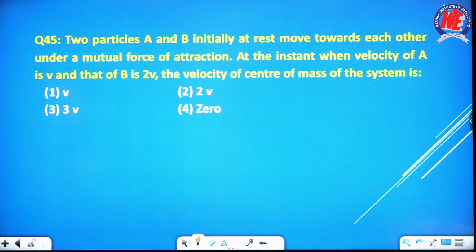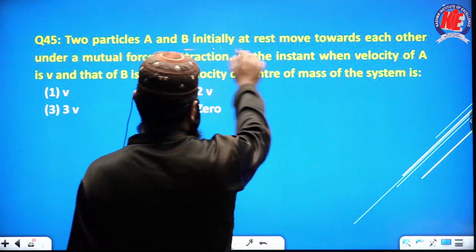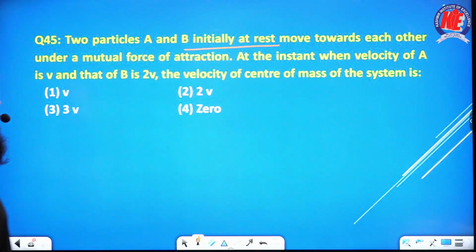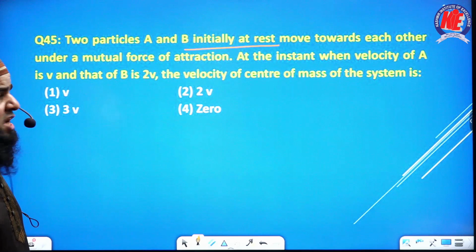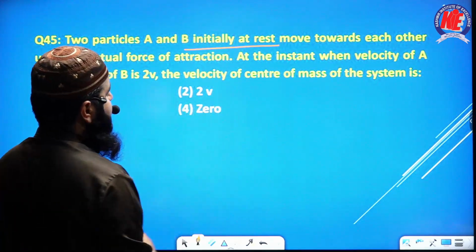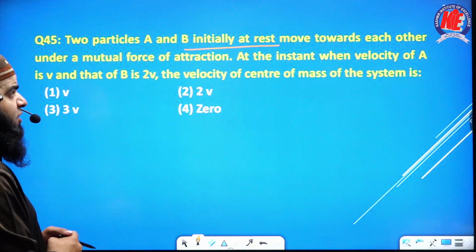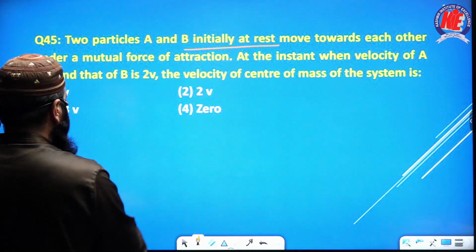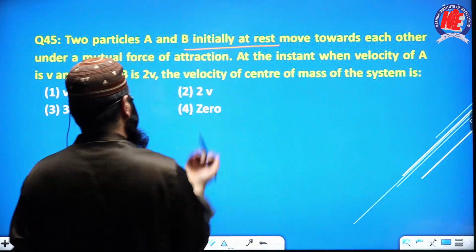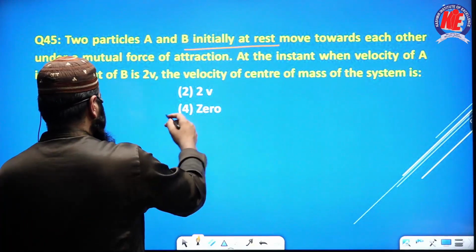I guess the last question. Two particles A and B initially at rest, this is key, move towards each other under a mutual force of attraction. At the instant when velocity of A is V and that of B is 2V, then velocity of the center of mass of the system is. The mutual force of attraction will be just an internal force, and VCM, velocity of center of mass, is not affected by the internal force. The particles were initially at rest, means initially VCM was 0, so it will remain 0.